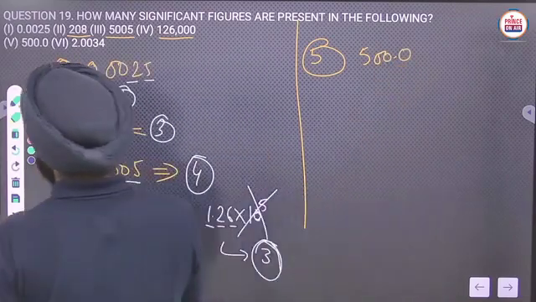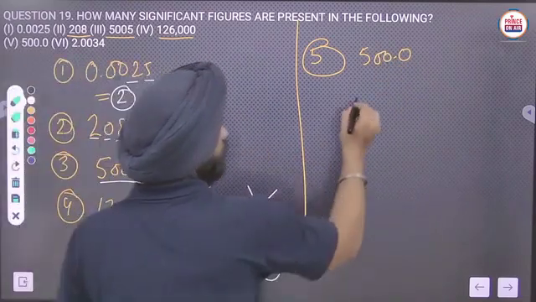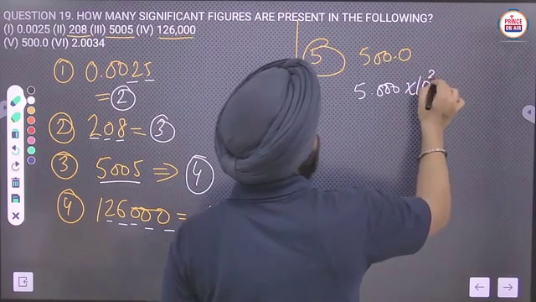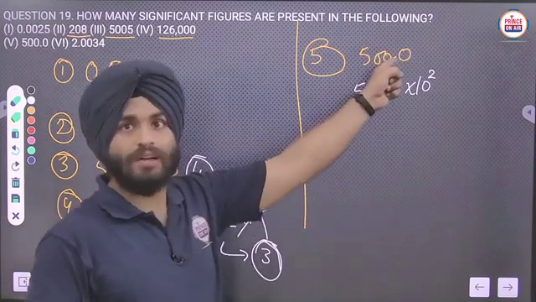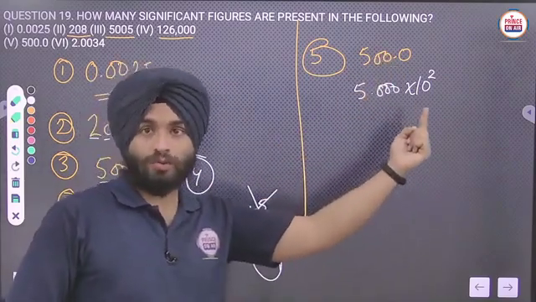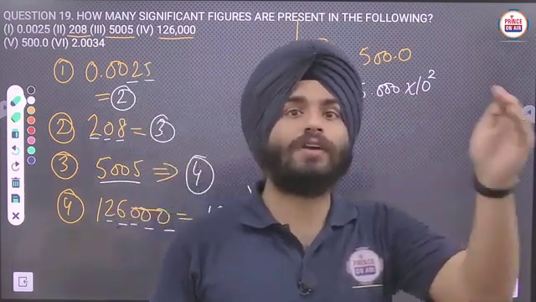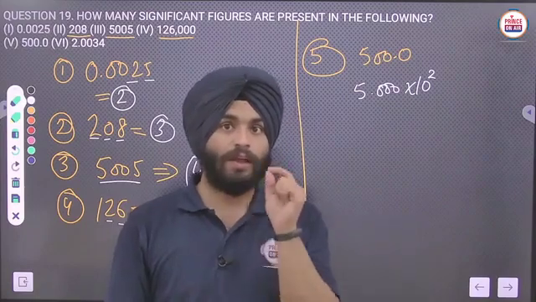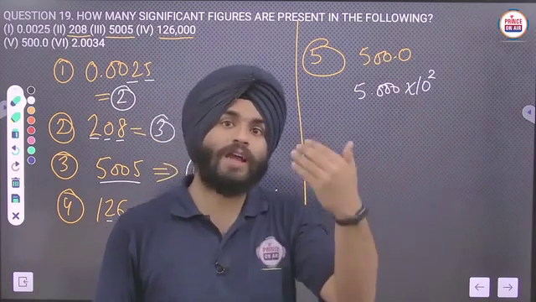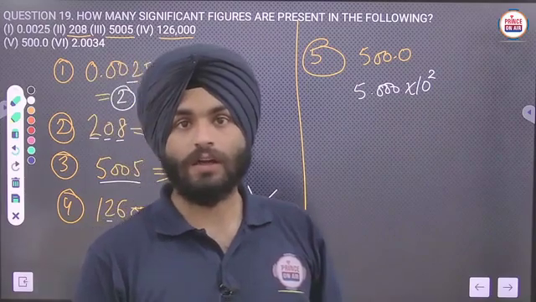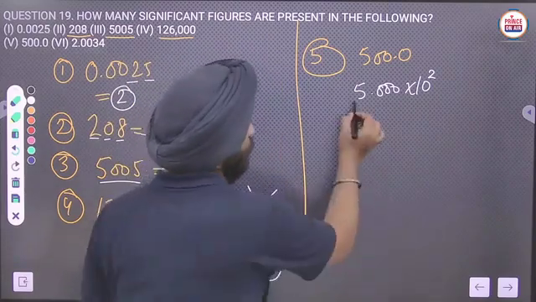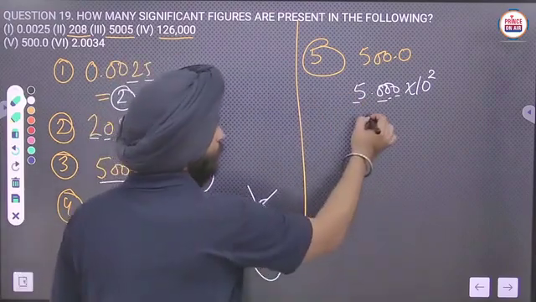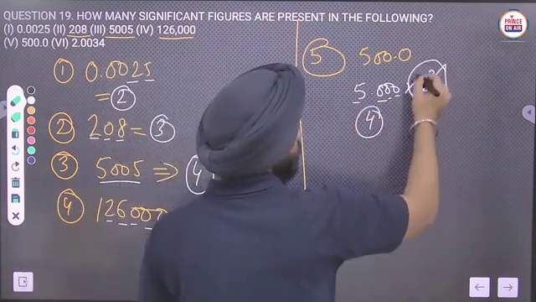500.0. Now we can write this value as 5.000 into 10 raised to the power 2. Okay, because here a decimal is there, we have to mention all those zeros. Zeros after the non-zero digit are not considered significant, but if a decimal point is there, then we have to count them as significant figures. So here 1, 2, 3, 4. Due to the decimal point we are counting them, so the number of significant figures will be 4.